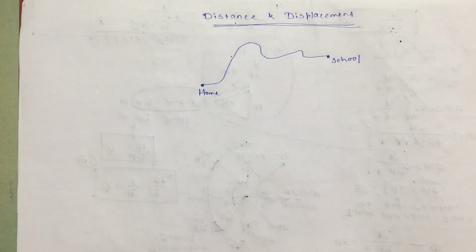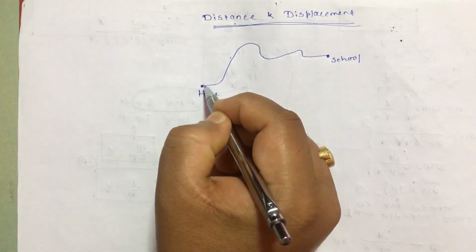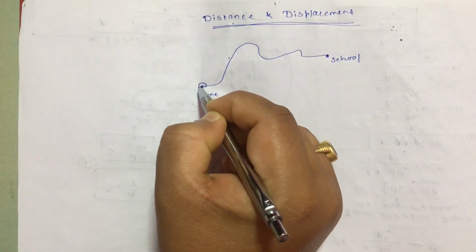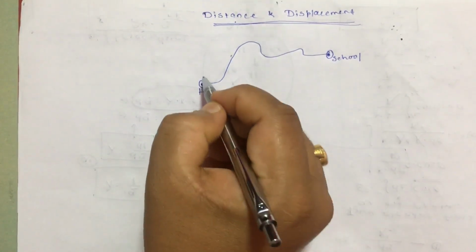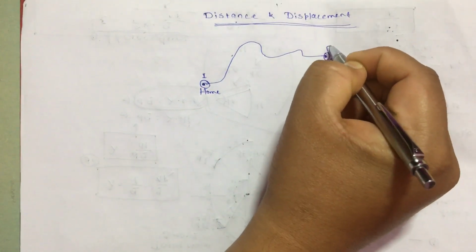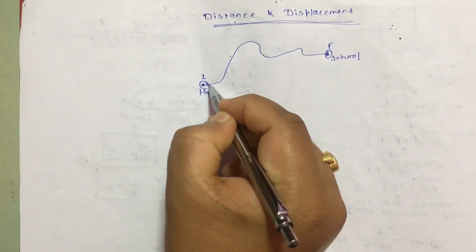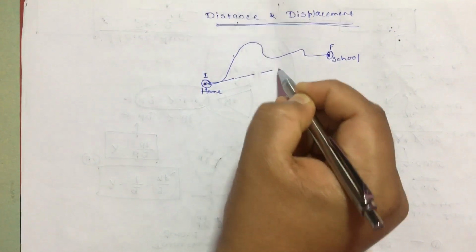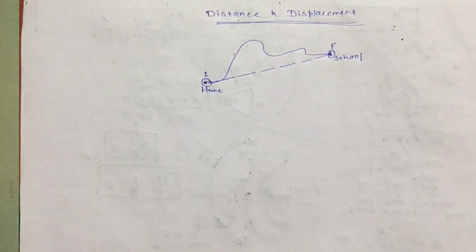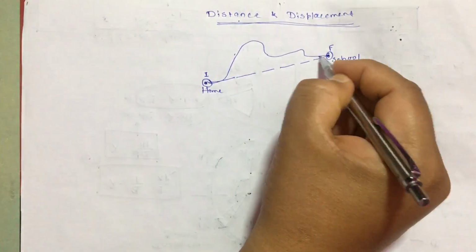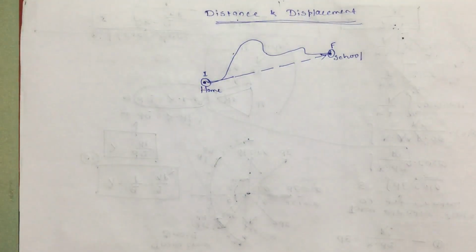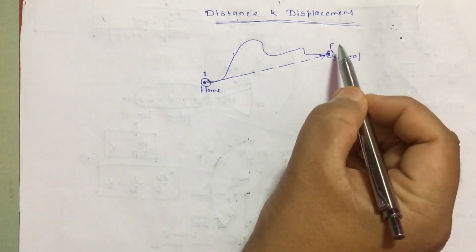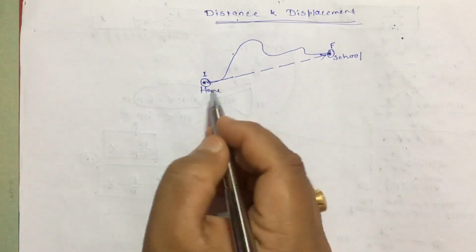Now what is displacement? Displacement is the shortest distance between the initial point and the final point in a particular direction. This is your initial point and this is your final point. And how can you get the shortest distance? By just joining them with a straight line. So this distance from here to here gives you the displacement. How do you write that? You have to write the displacement is from I to F, or from home to school, with this much value.